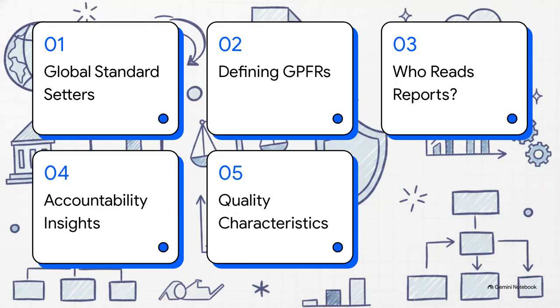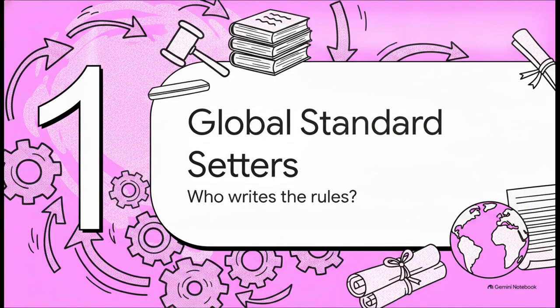Here's our roadmap for today. We'll hit 1. The global standard setters. 2. Defining public sector reports. 3. Who reads these reports? 4. Accountability and decision-making. And finally, 5. The 6 quality characteristics. Let's break this down and see how these abstract global rules become tangible, vital insights for you, the taxpayer.